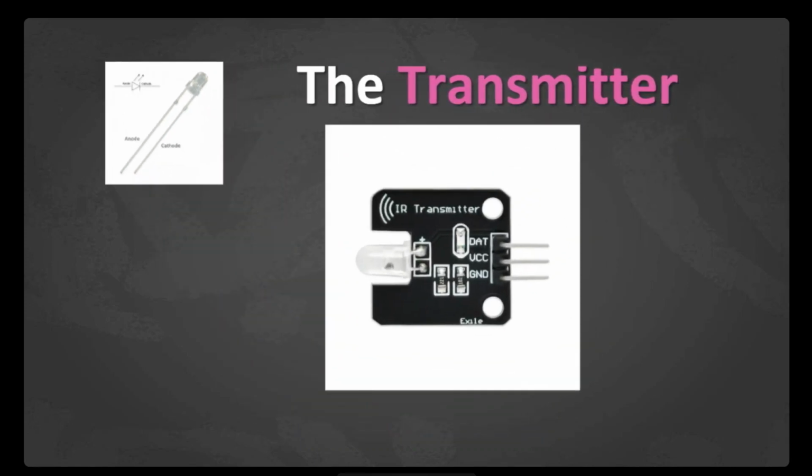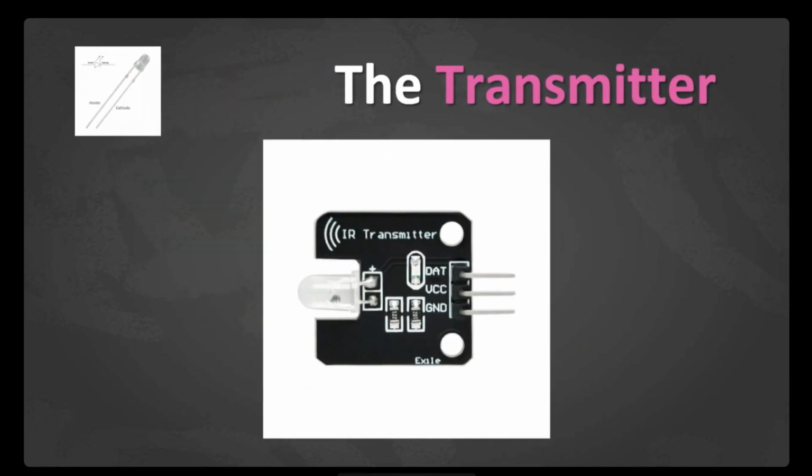Sometimes you'll see them on these breakout boards, is what they're called. And note that this has 3 pins instead of 2. You have data, power, and ground. GND is ground, VCC is power, and DAT is data. It functions the same way, it's just on a breakout board.